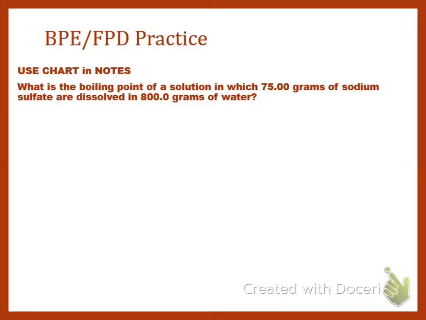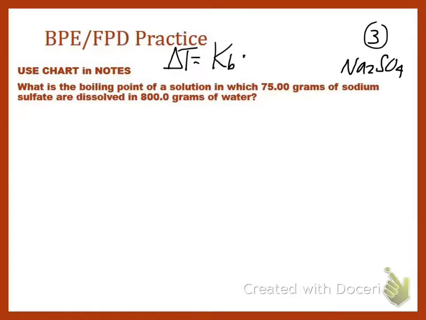Okay, so we have 75 grams of sodium sulfate added to 800 grams of water, and it wants to know what is the boiling point of this solution. So sodium sulfate looks like this. How many particles would it have? 3. So it's going to have 3 particles because we're going to be using delta T is equal to Kb times molality times i. So we have the Kb because it's a constant.